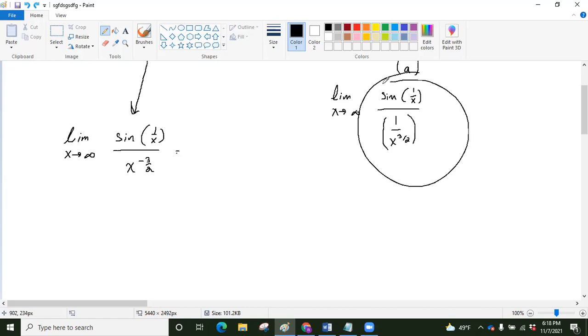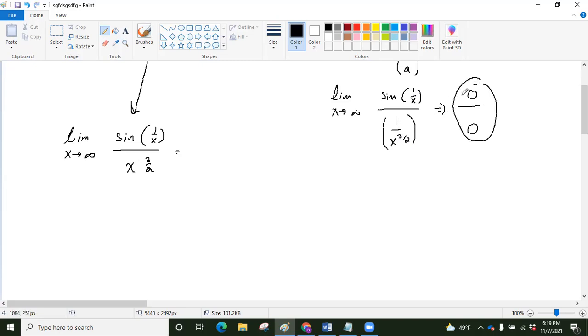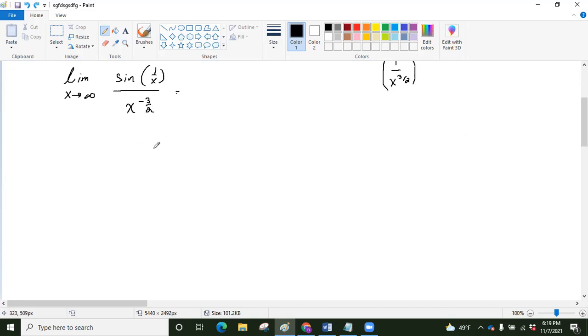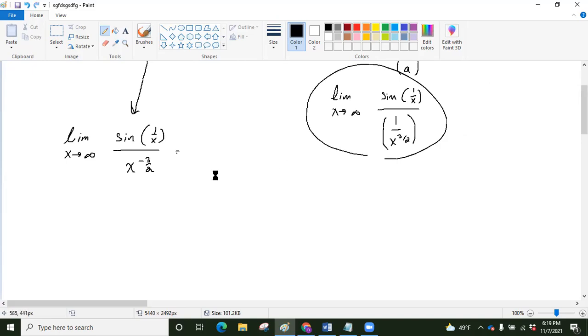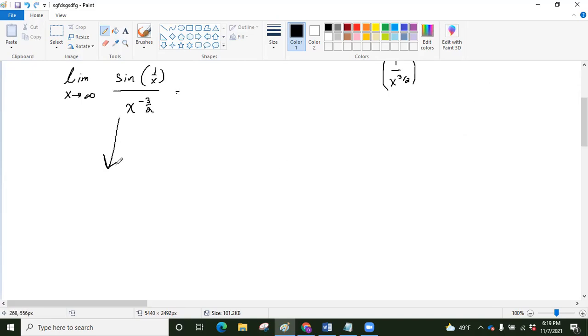And the same idea is said here. You'd have 0 on the top, and you'd have 1 over infinity. So I actually should have said 0 here. So you'd have 0 on the top, and then you'd have 1 over infinity, which is 0 on the bottom. So you'd have 0 over 0. So in both cases, you'd have to use L'Hopital's rule. We can start from here if we want. We could also start from this version, but I guess we'll choose this path here.